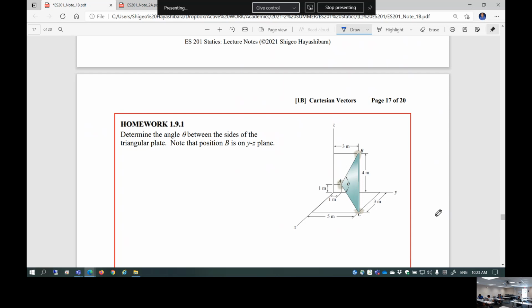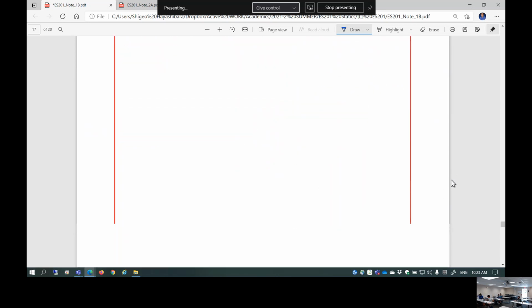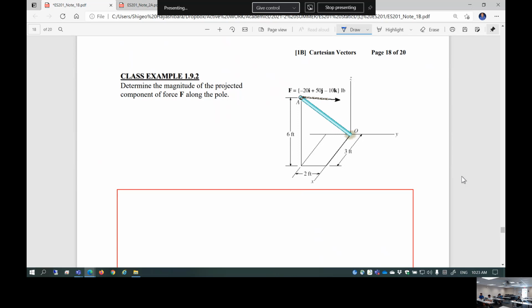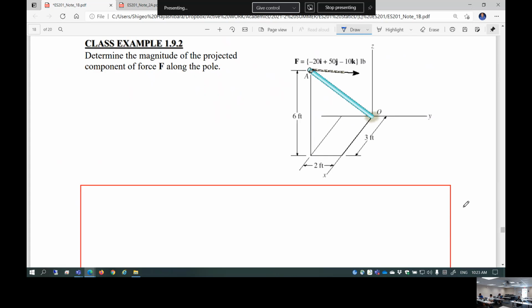Homework 191. This is already assigned. Let's take a look at class example 192. Okay, page 18. Determine the magnitude of the projected component of force F along the pole. I just really don't like my own solution I did a long time ago, so let's just do a new solution here.